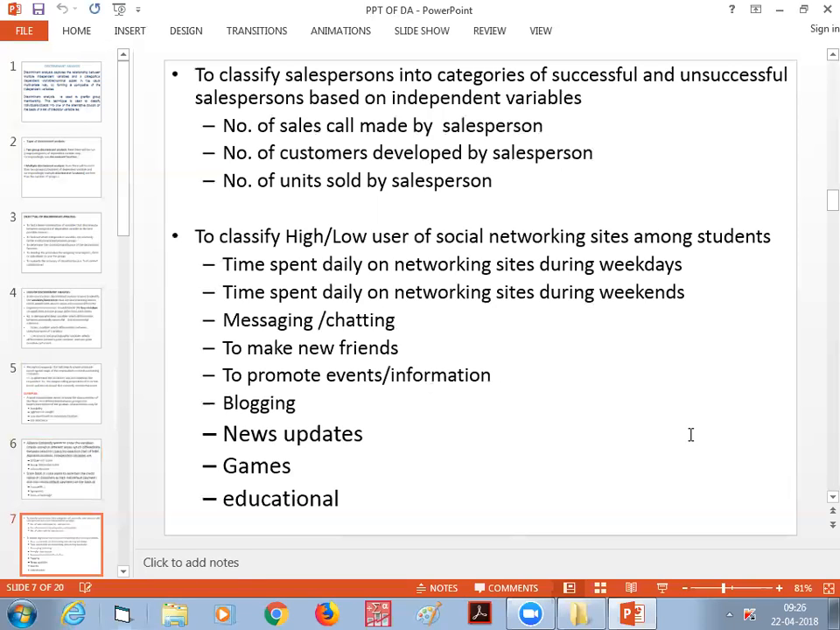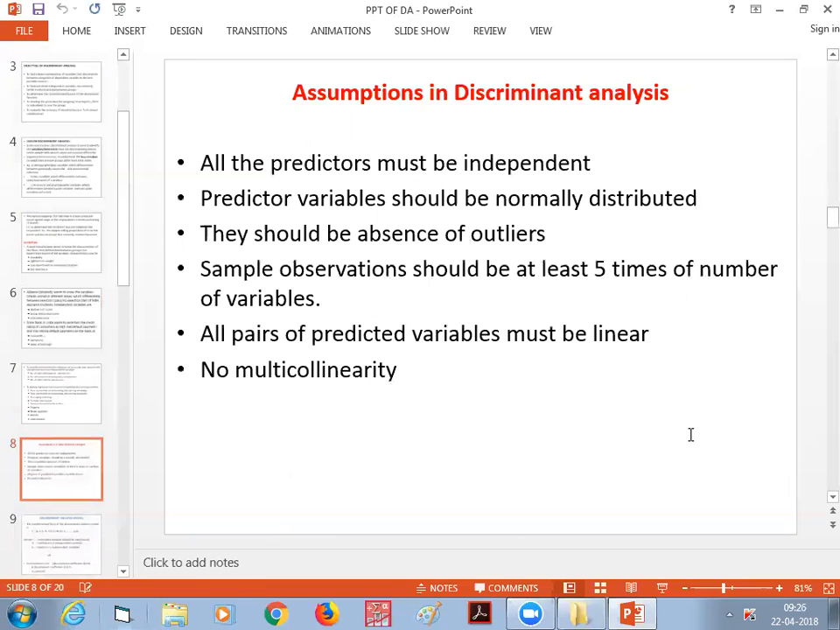So what is the probability that an individual is a high user of the social network? That depends on one or two or three of these variables. We can identify what those are. So we have to develop it, and we'll have the data.